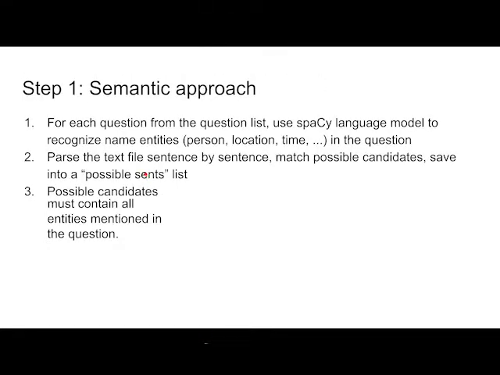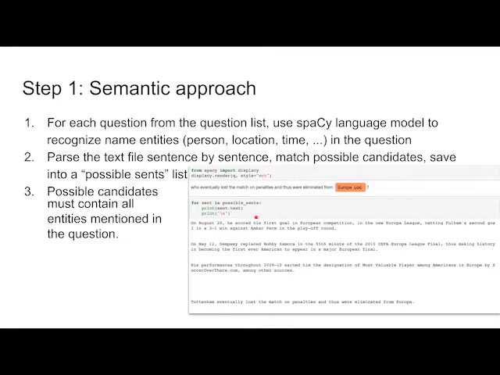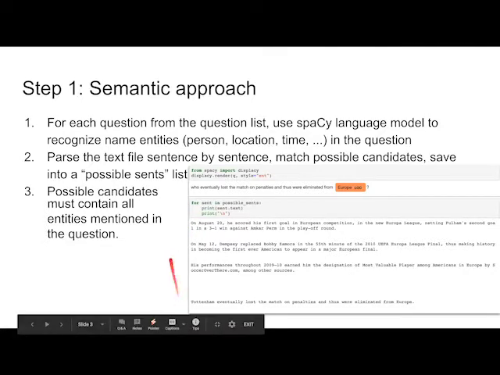Step 1. First question from the question list. I use the spaCy language model to recognize named entities, including person, location, time. Next, parse the whole text file sentence by sentence, match possible candidates, and save them into a possible entity list. Only candidates that contain all the entities in the question will be matched. For example, for this question, our system is able to narrow down the possible candidates to just 4 sentences.